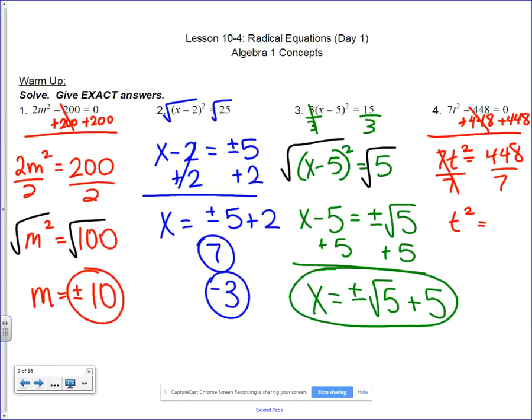Oh, that's gross. What is 448 divided by 7? 64. Oh, that's nice. All right, so this is 64. Now, how do I get rid of that squared? Square root it.